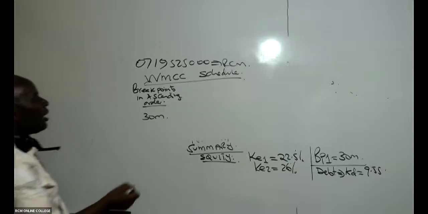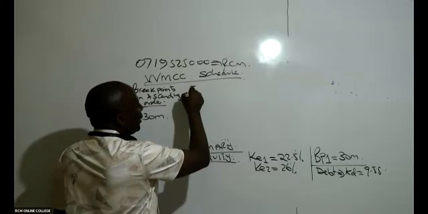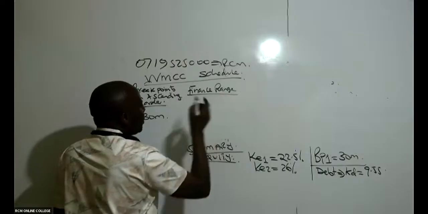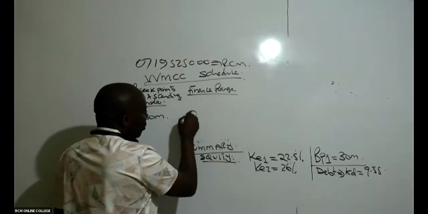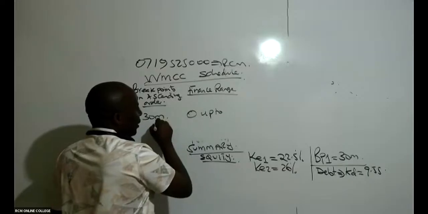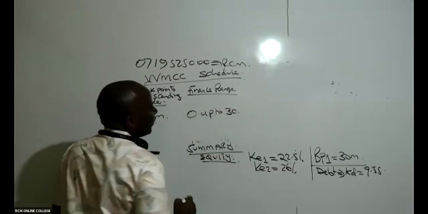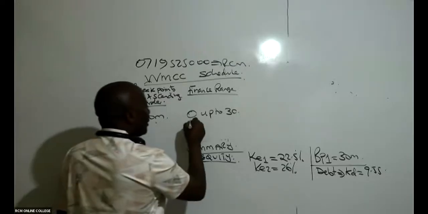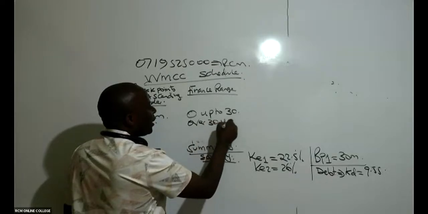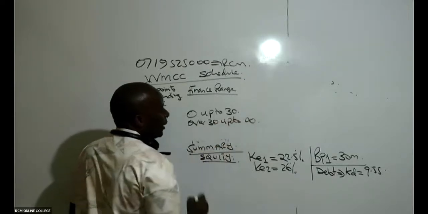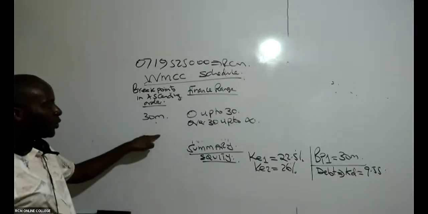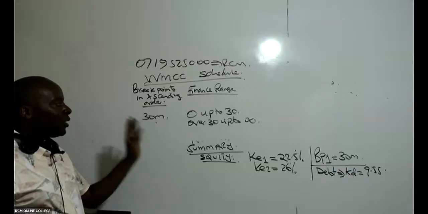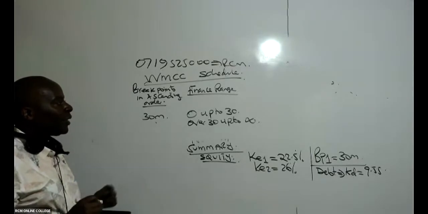So from there, give us what we call the finance range. You have to be very careful. You talk of 0 up to the figure we have here, 30. And then you say over 30 up to infinity. Remember, your finance range must go to infinity. Many guys forget the second class. The first one is 0 up to 30. The second one is above 30 up to infinity.